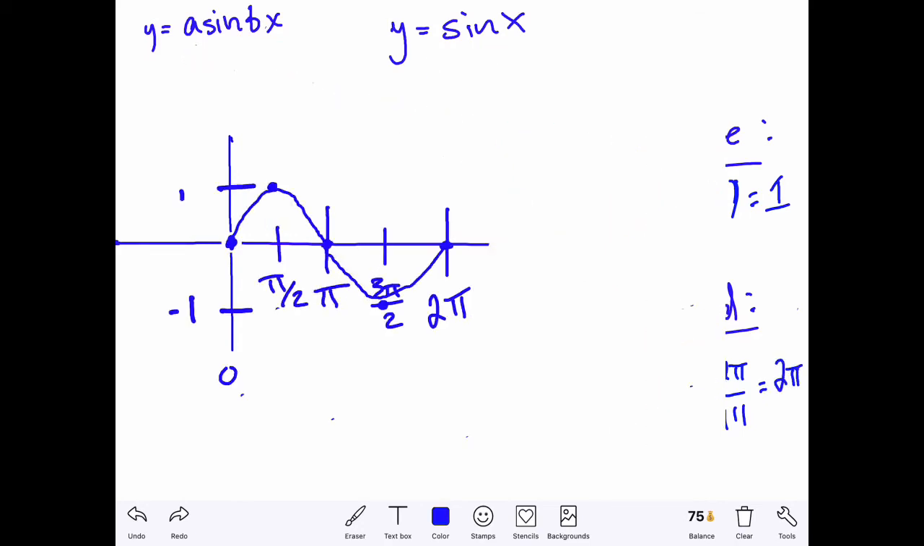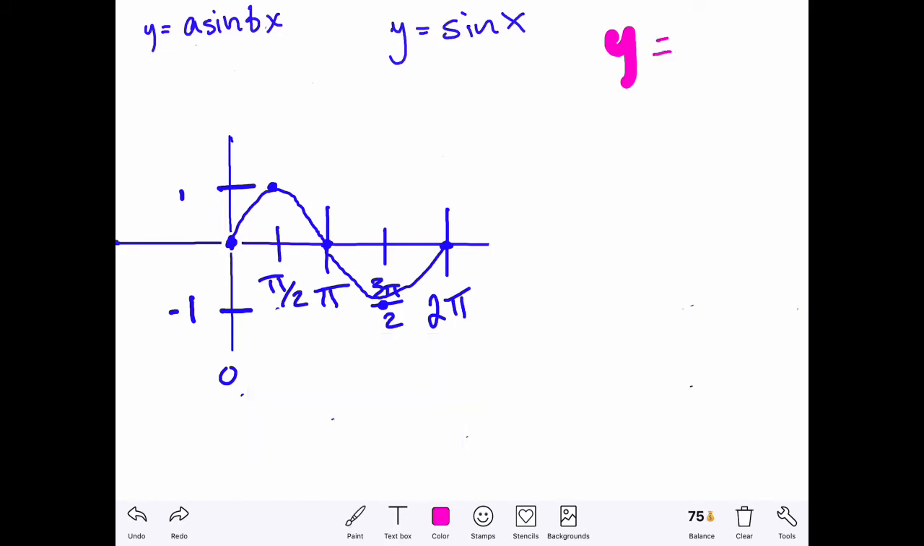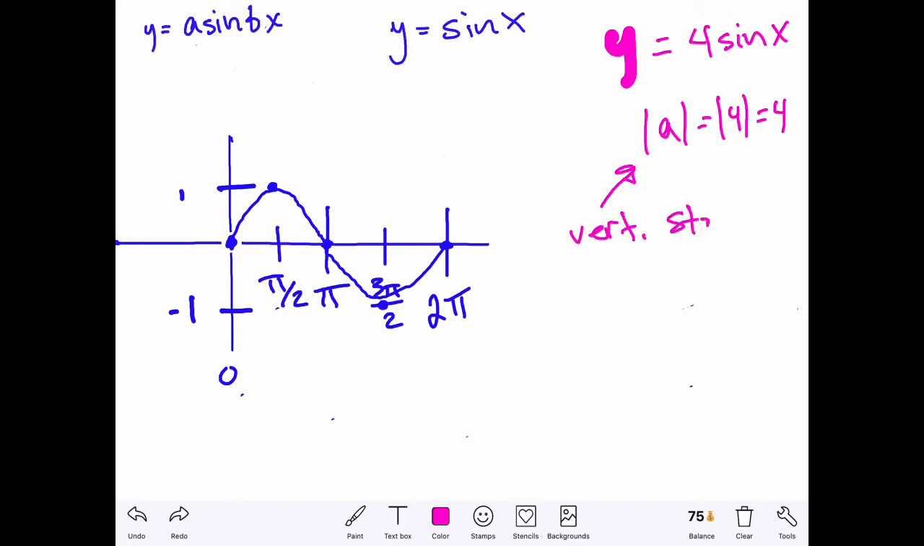So if I maybe had the function y equals 4 sine of x. Well, for y equal to 4 sine of x, we know we have an amplitude, which is the absolute value of a, the absolute value of 4, which is 4. Well, that amplitude corresponds to vertical stretch or shrink. It's out front of our function and multiplied by the whole function. In this case, it's a vertical stretch of 4.